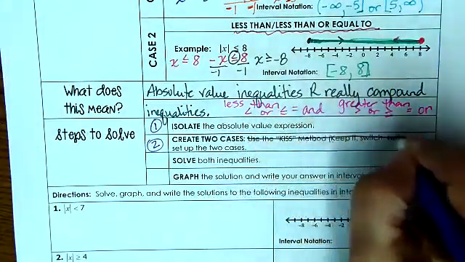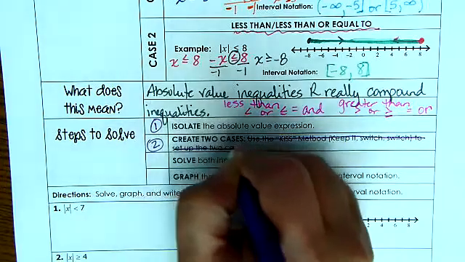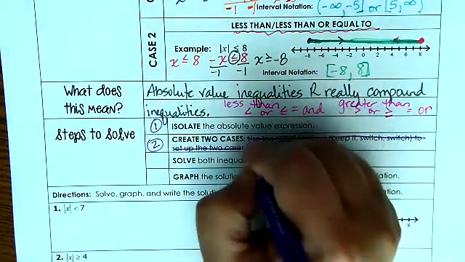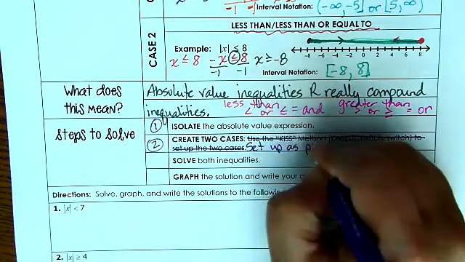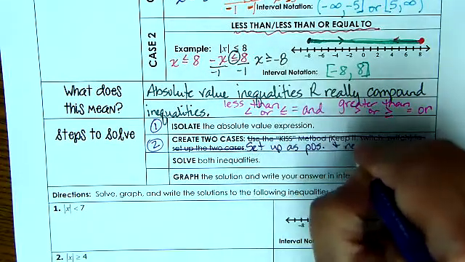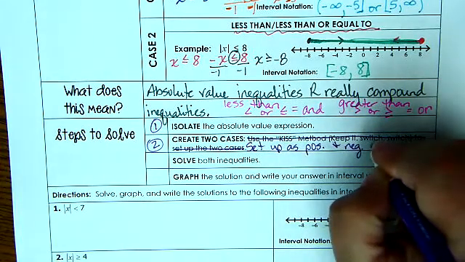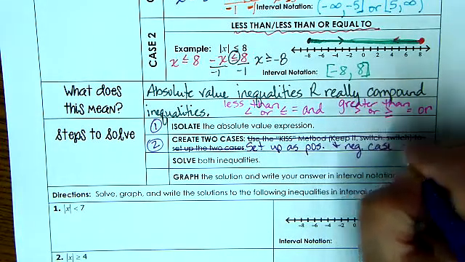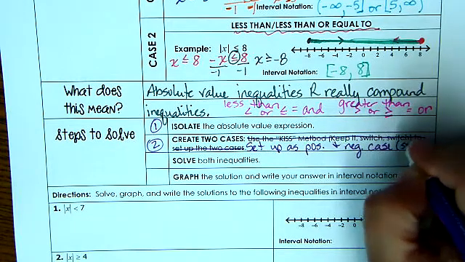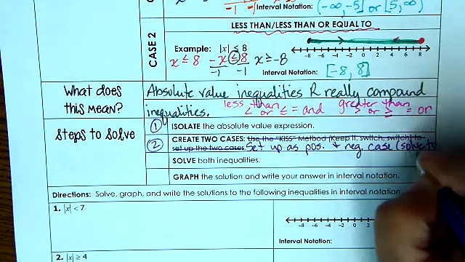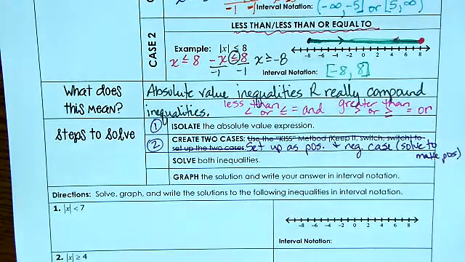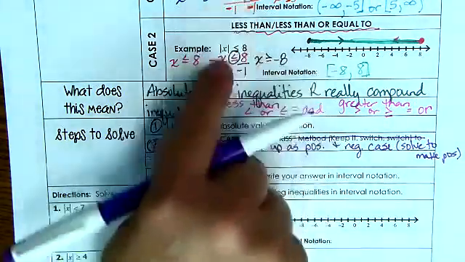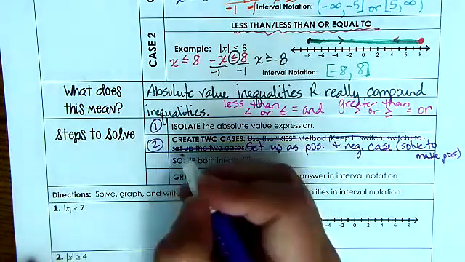I don't know what that is, so we're just going to scratch through that. Set up as positive and negative case. For the negative case, solve to make positive. That just makes sense based on what we did for these two examples up here. If it doesn't, come ask me to clarify.